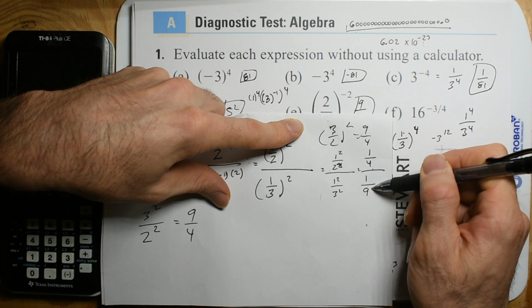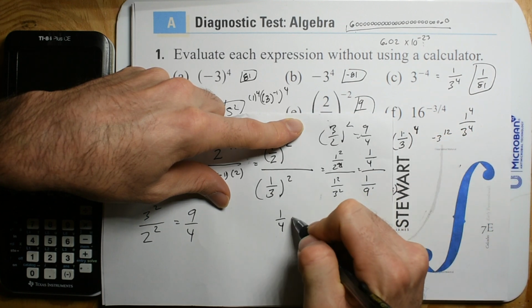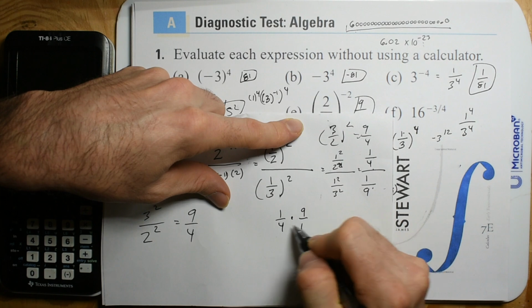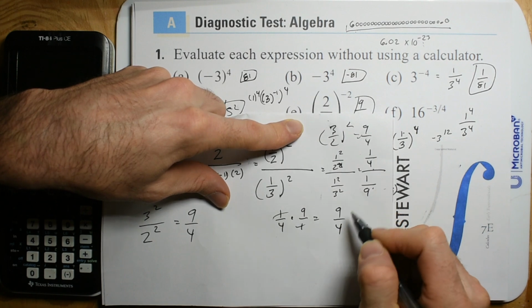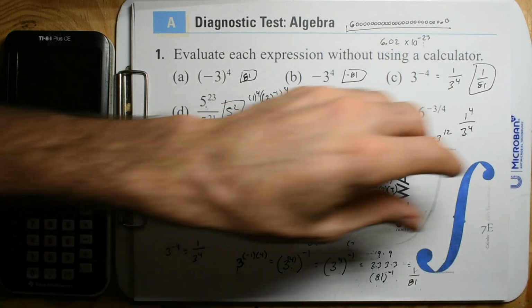Dividing by a fraction is the same thing as multiplying. So we're going to multiply by the inverse of this. 1's cancel, and we got 9/4. So hell yeah. All right, last one.